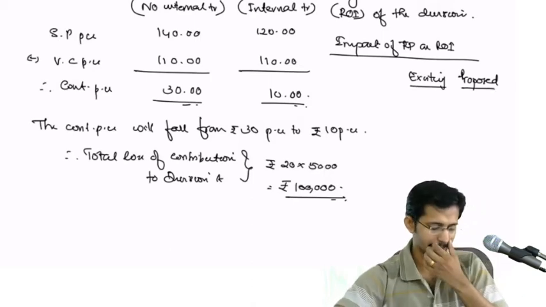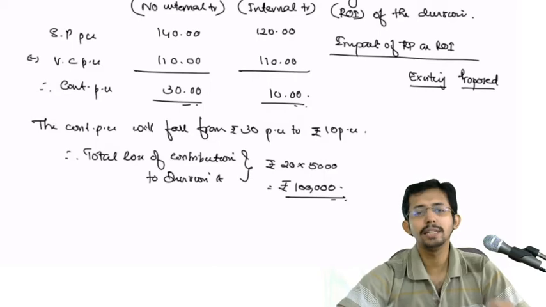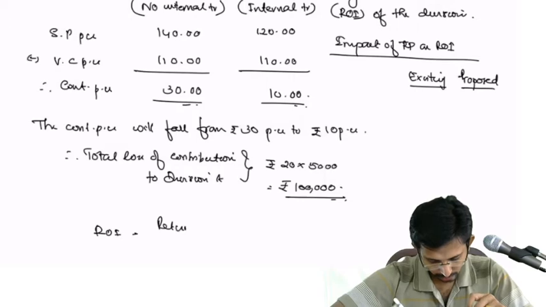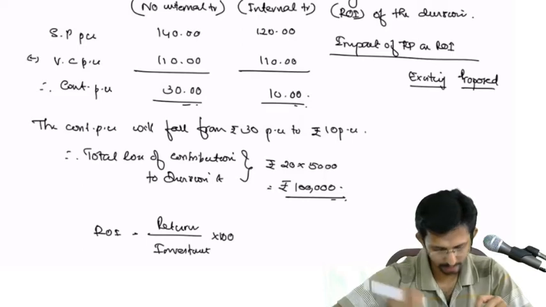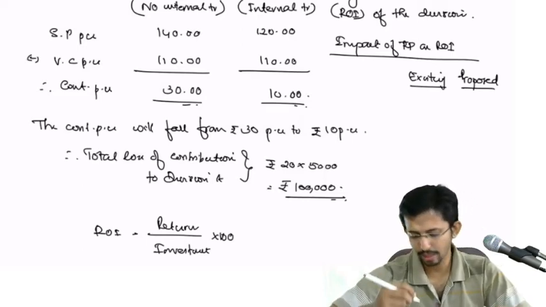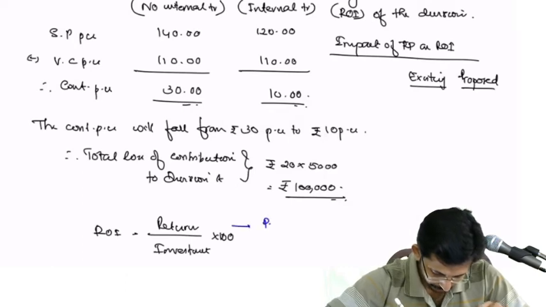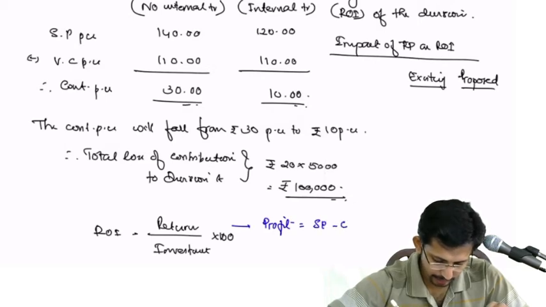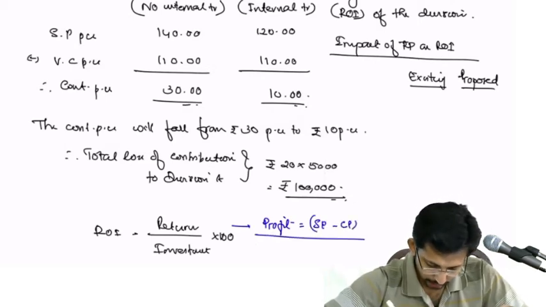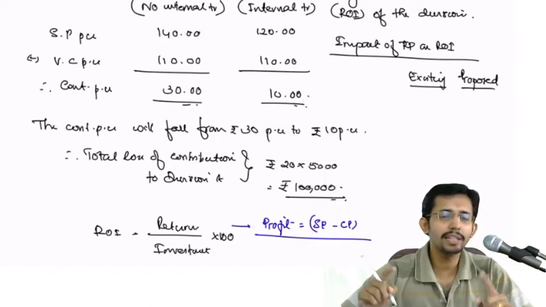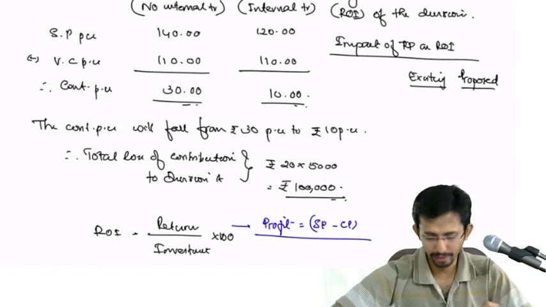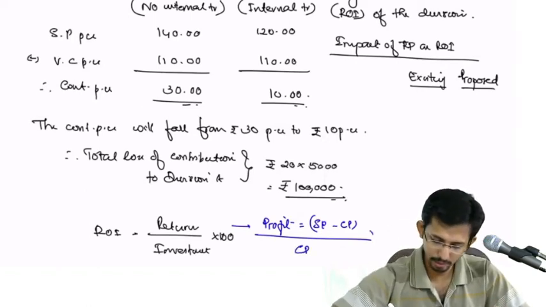What is the existing ROI? How do you compute the existing ROI? You need two things for computing ROI, right? ROI is equal to return divided by investment into 100. Now when you say return divided by investment, return refers to profit. Okay, what is profit? Profit is selling price minus cost price, right? That divided by investment. In the case of a product, the investment would be its cost of production. So CP, okay, into 100.